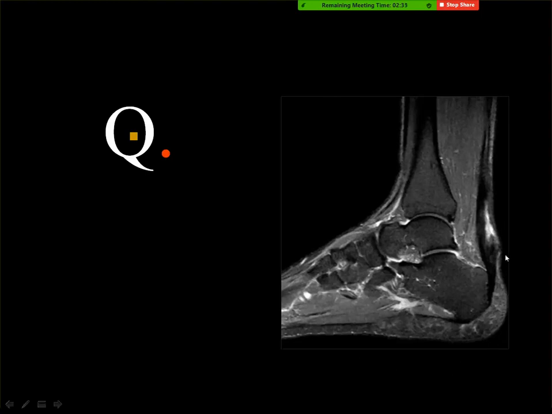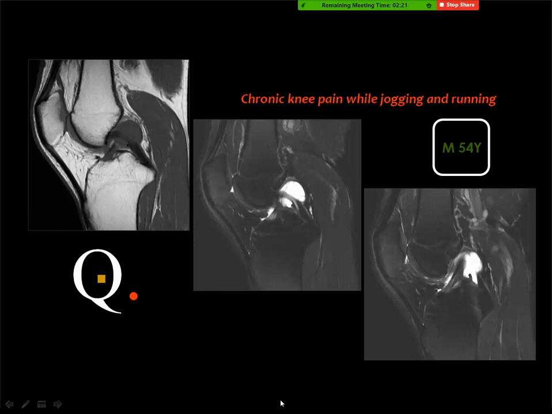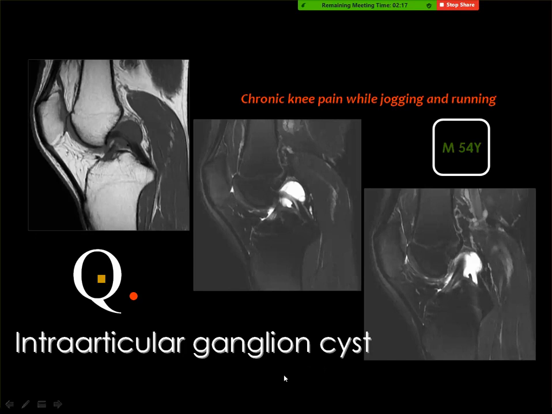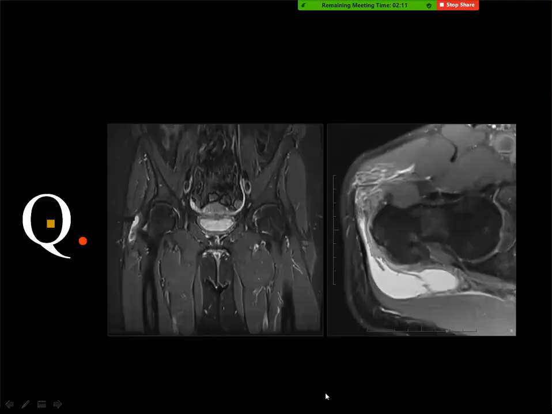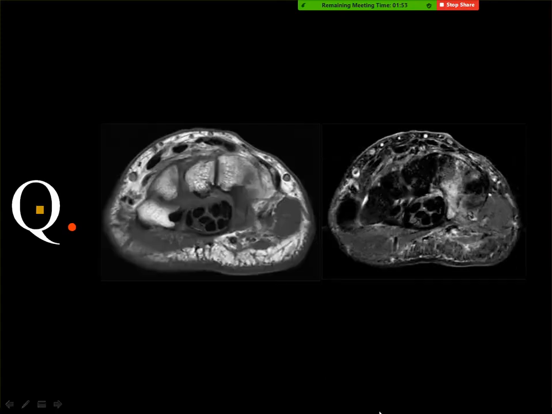What's the tear of the Achilles? Partial tear of the Achilles tendon, because the anterior fibers are intact and the posterior fibers are torn. Intercondylar cyst. Yes, intercondylar ganglion cyst, cruciate ligament cyst, or all these are the same diagnoses. And here you see fluid collection around the greater trochanter, and this is one of the bursae. Yes, this is the greater trochanteric bursa, and there is also a lesser trochanteric and iliopsoas bursa, and so on.